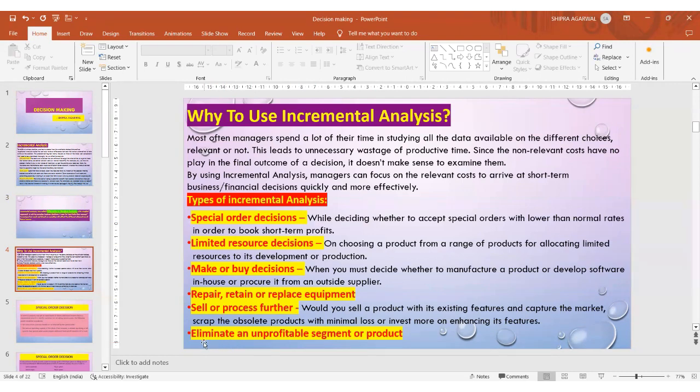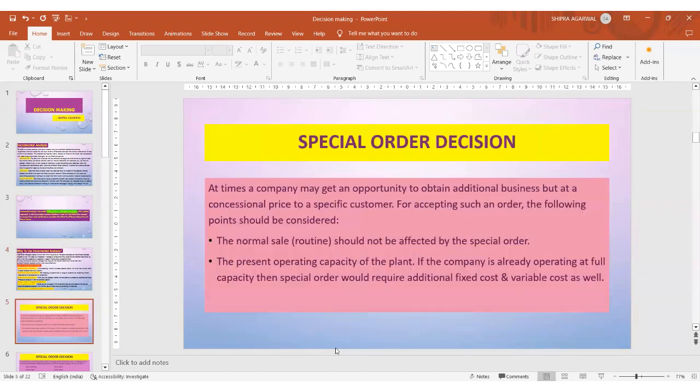See, at a glance, if you just look at the last one, you will say certainly if it is unprofitable, then it should be shut down. Here, what we are talking about are short-term decisions. In the long run, everything is variable, and many other things are also to be taken care of. So in the long run, when things are to be studied and decisions are to be taken, they are taken at a different level. So here, we are talking about each and everything not in the long run, but in the short run, right? So in the short run, how are decisions to be taken? Let's see. We'll start with the first one, that is special order decisions.